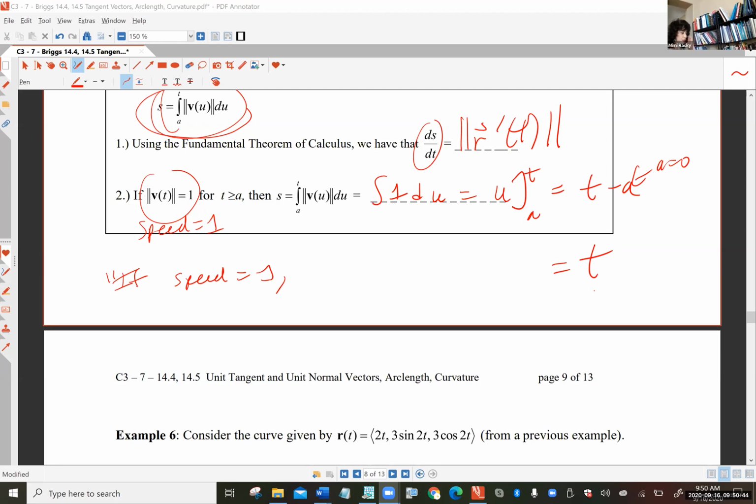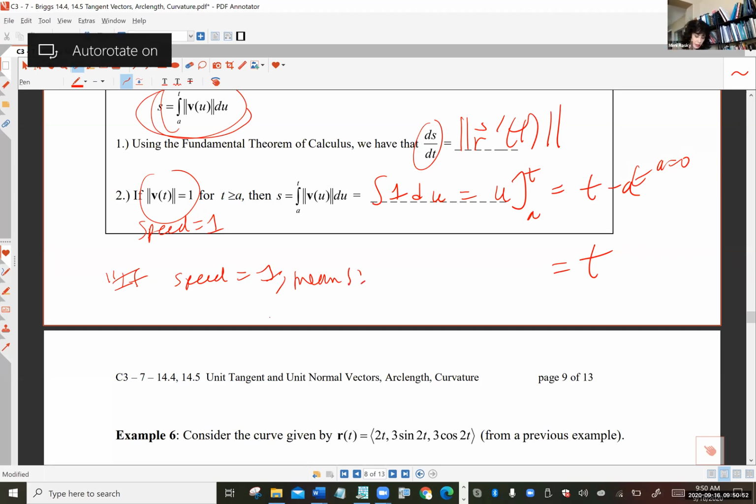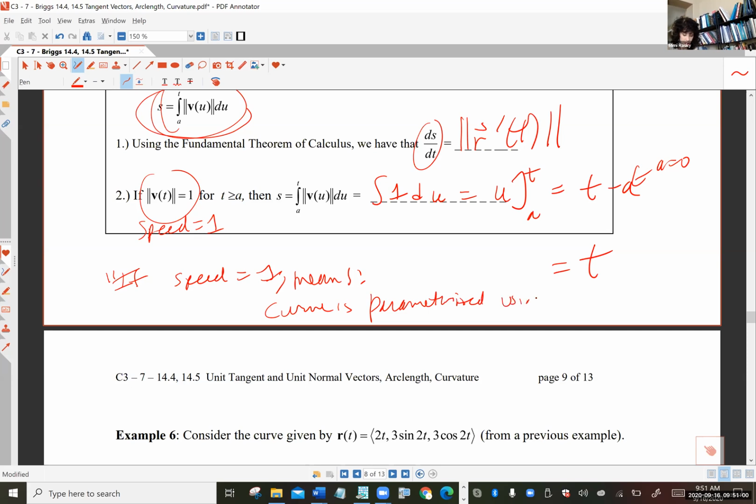Okay, so if your speed is equal to 1, what does it mean? It means your curve is parameterized using arc length. So that's like a true-false question, okay? Will there be true-false questions on quizzes and exams? Yes. So you want to know how to do them, all right? So it's important.